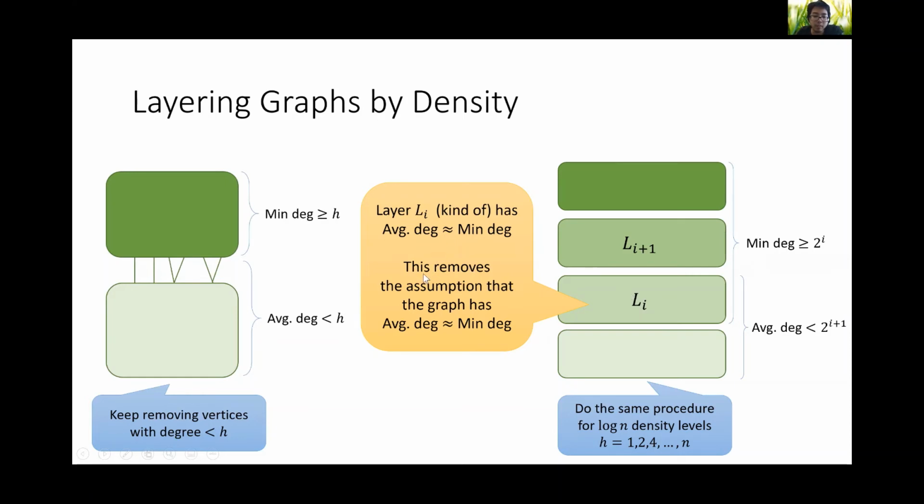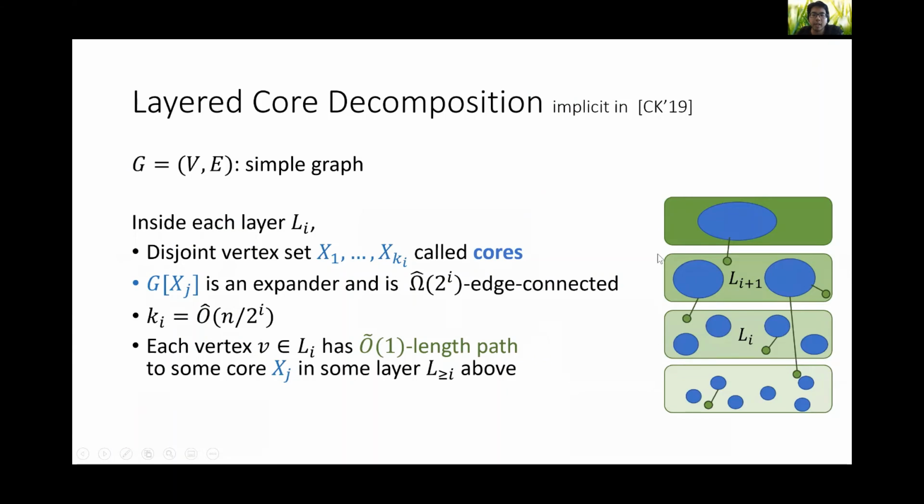So this kind of removes the assumption that the graph has average degree close to the mean degree by working on each layer. And now layer core decomposition is really like a core decomposition done simultaneously on each layer. You have a simple graph, and inside each layer, you have a set of cores.